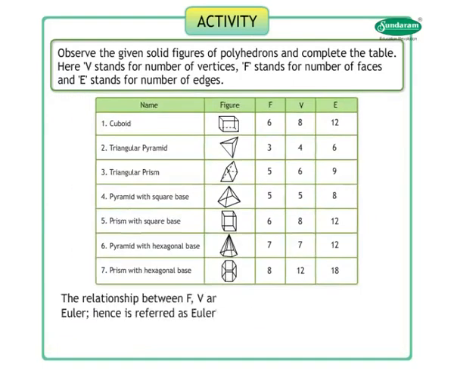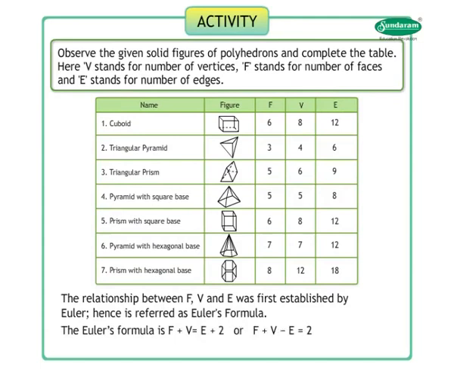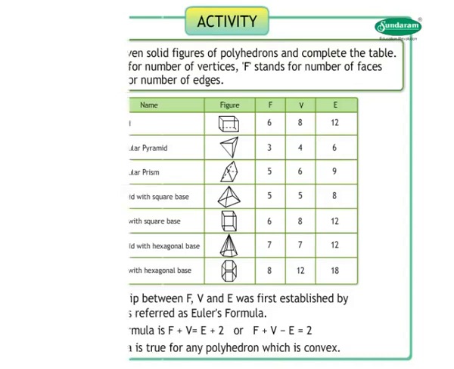The relationship between F, V, and E was first established by Euler, hence is referred to as Euler's formula. Euler's formula is F plus V is equal to E plus 2, or F plus V minus E is equal to 2. Euler's formula is true for any polyhedron which is convex.